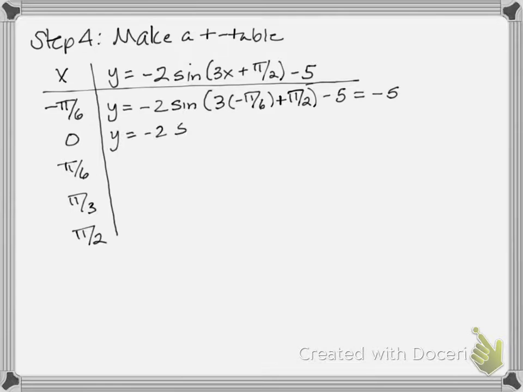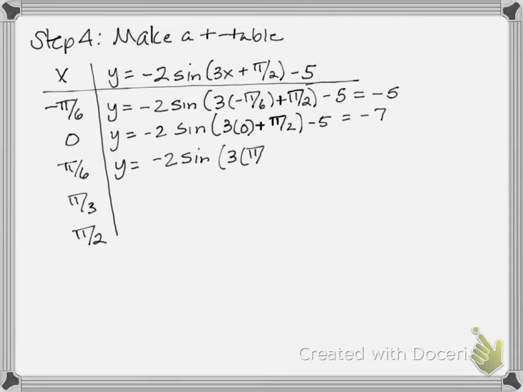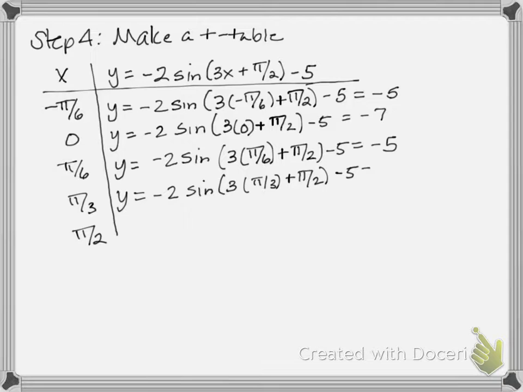If I substitute 0 in for x, I'm going to get negative 7. When I substitute pi over 6 in for x, I'm going to get negative 5. When I substitute pi over 3 for x, I will get negative 3. And if I substitute pi over 2 in for x, I would get negative 5.